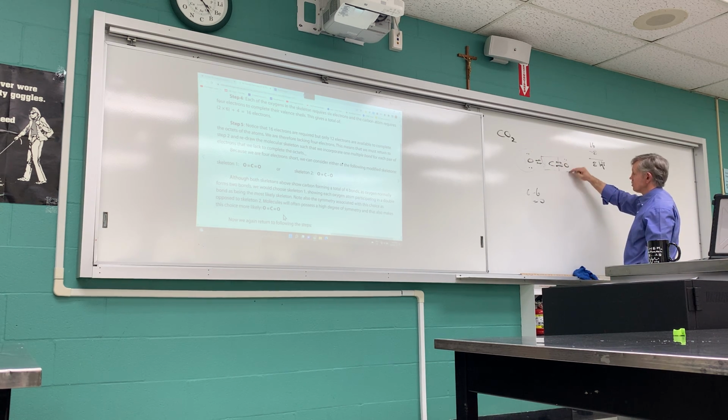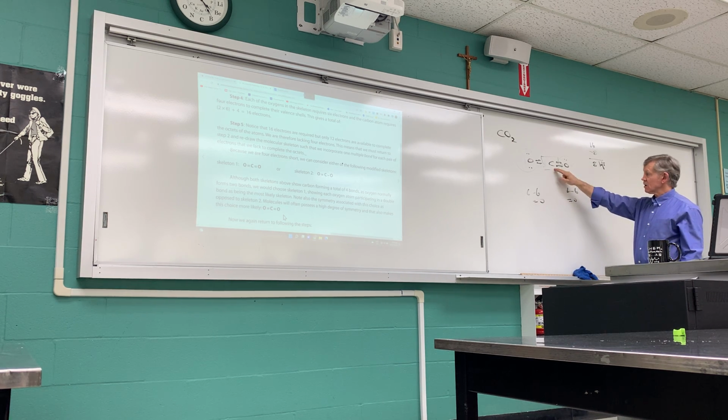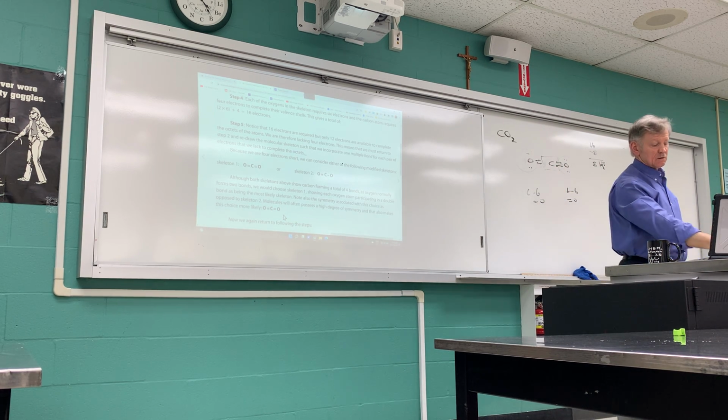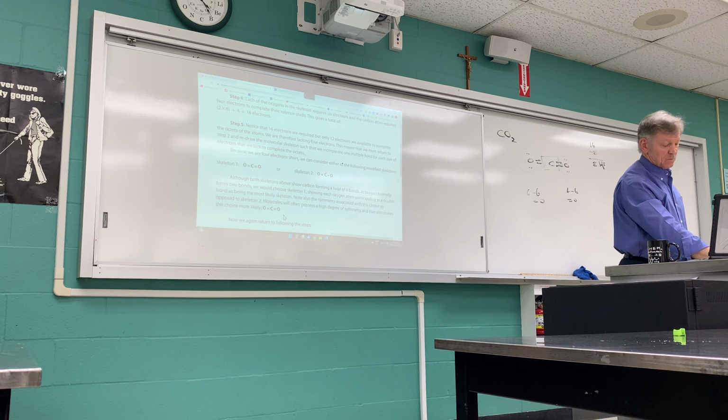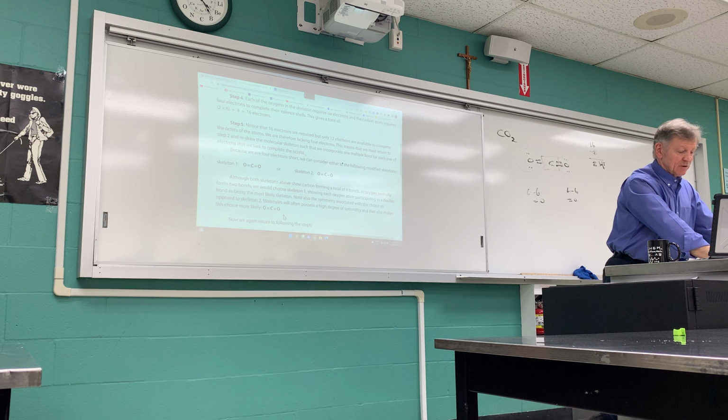One, 2, 3, 4, 5, 6. 0. Carbon, 4 minus 4 is 0, right? But look at the one on the right. What would be the formal charge of the oxygen on the left of that diagram? This is B on the top of page 353.